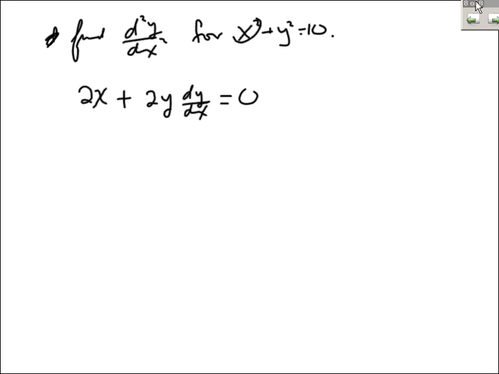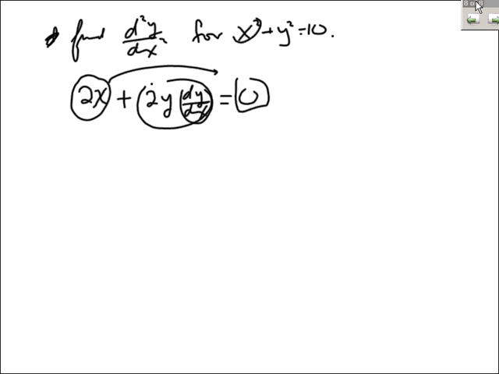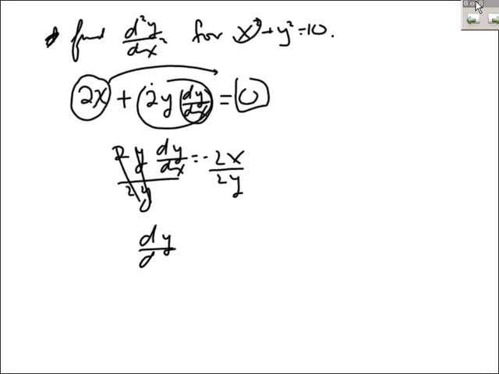Now, we want to find the second derivative. So you can take the derivative of both sides again, or you can solve for y prime. Let's bring this over and solve for y prime, better known as dy/dx. So plus 2y dy/dx is negative 2x. We divide by 2y, just like we did earlier. This is the same problem we did earlier. So dy/dx is equal to negative x over y.